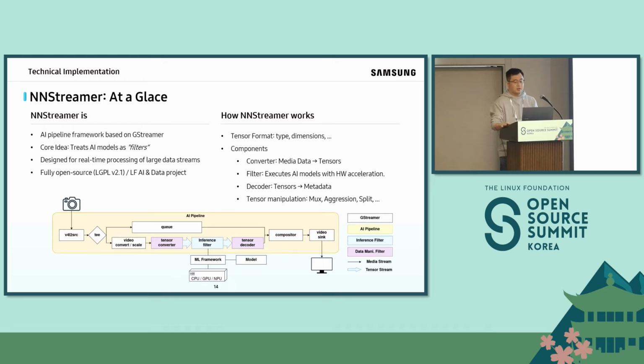It provides a converter element to transform media data into tensor format, the filter element that executes the AI model using hardware acceleration, and a decoder element that converts the inference result into metadata format. By combining these elements, including GStreamer elements, a complex AI application can be written with just a few lines of script.